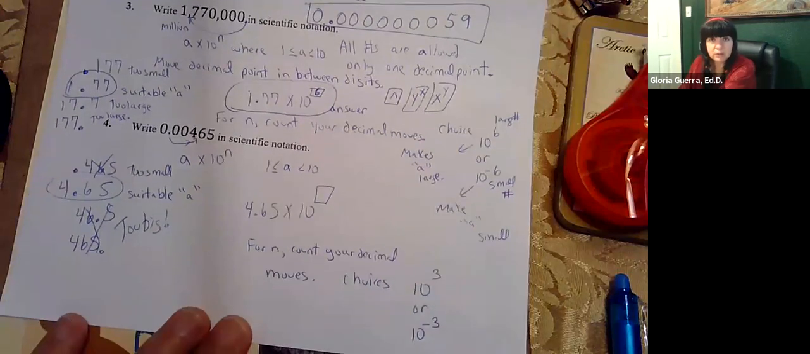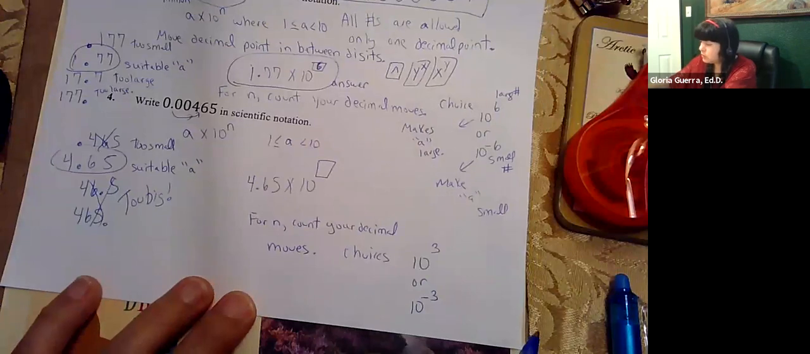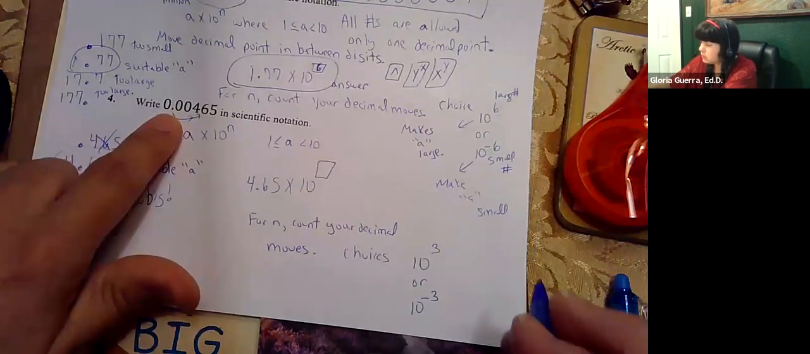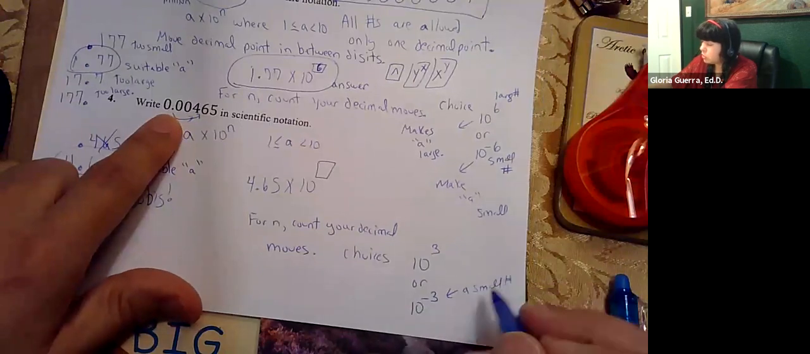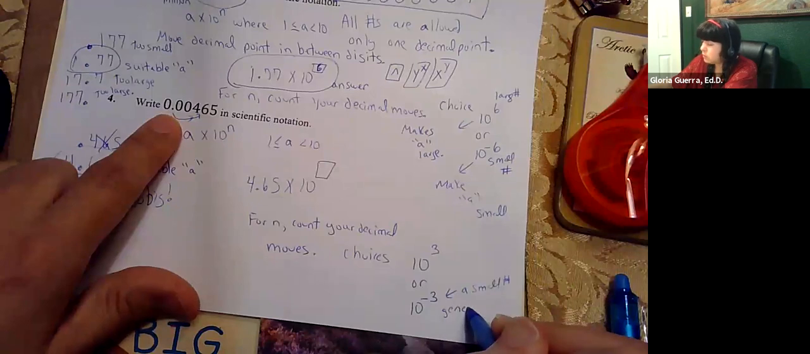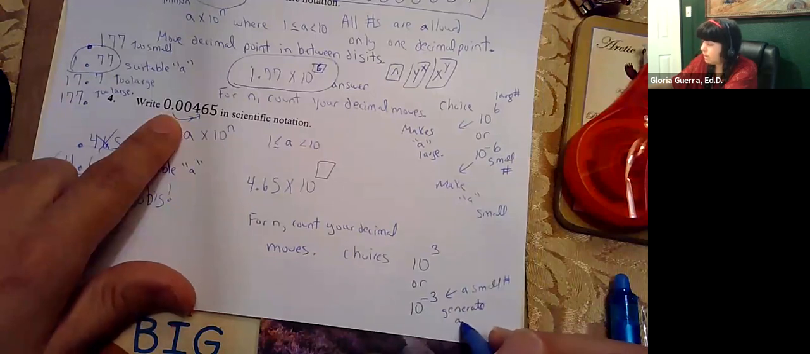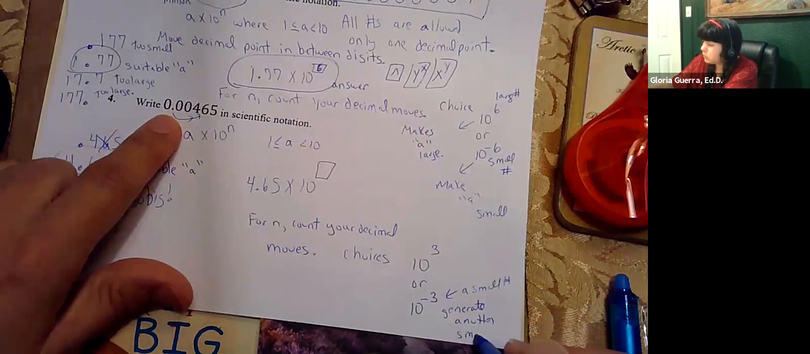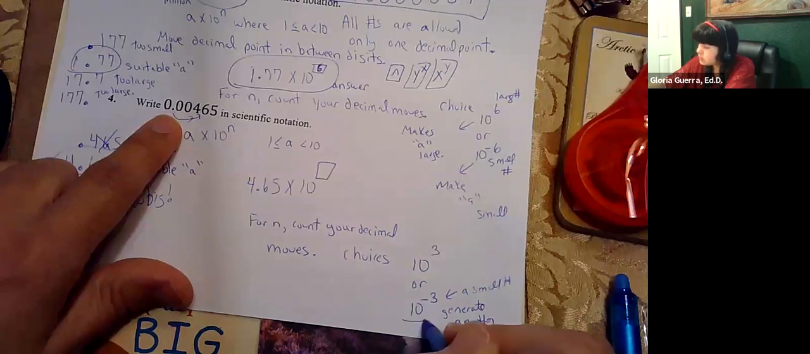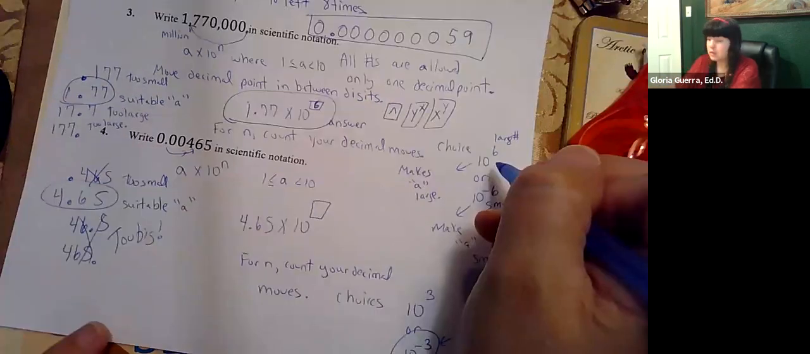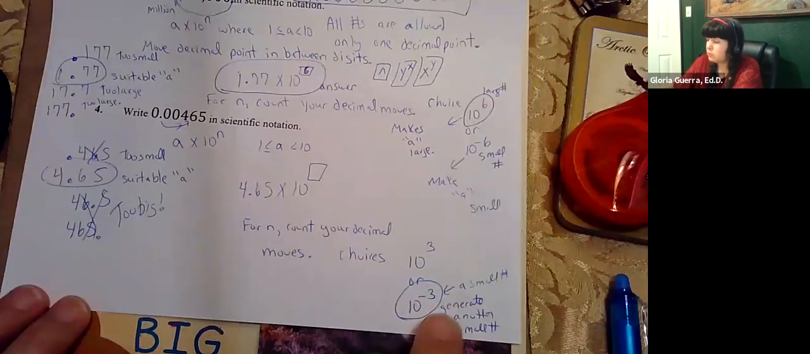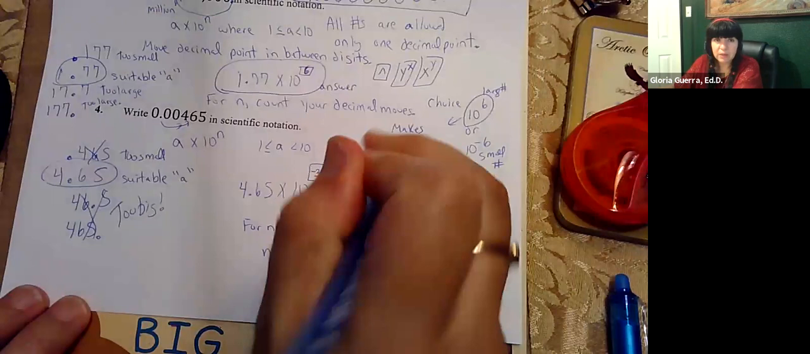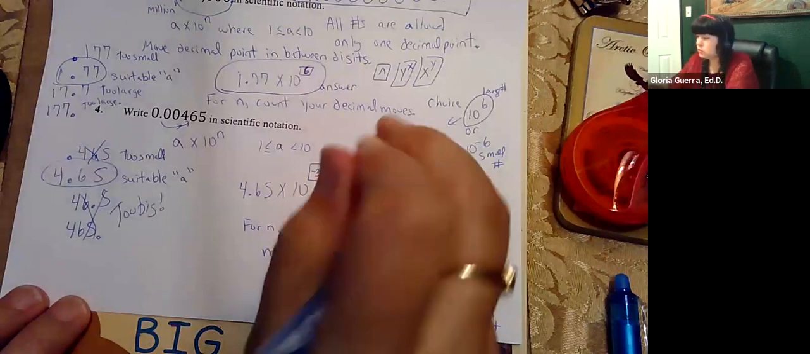Okay, well, look what you need. You need smallness. So you want to go with this one. This is a small number, and that will generate another small number. Over here, we went with 10 to the 6, but here you want to go with 10 to the negative cube. So I'm going to put a negative cube there. That's a small number, and when you multiply 4.65 times that, it will also make it small.